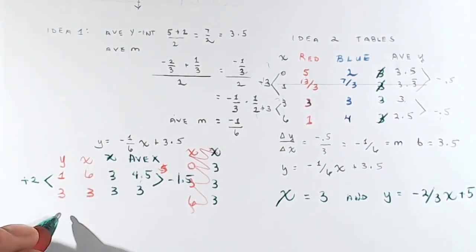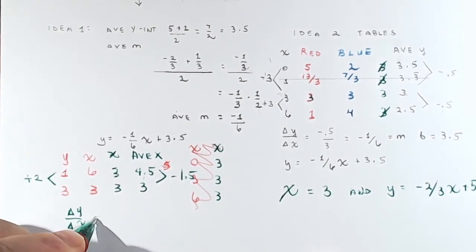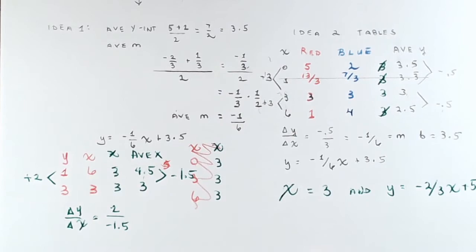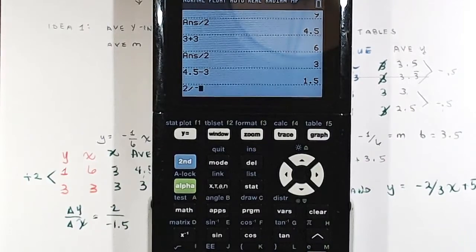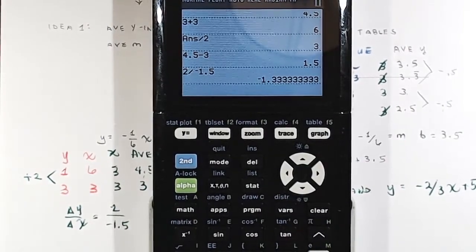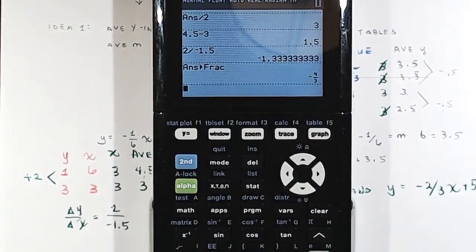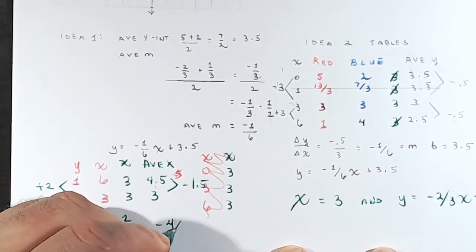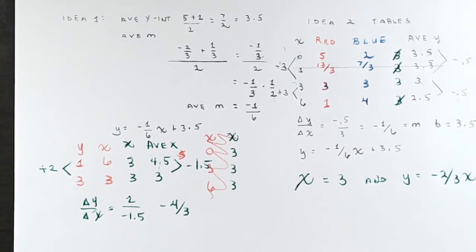Okay, so the change in y over the change in x equals 2 over negative 1.5. 2 divided by negative 1.5 is negative 1 1/3. Math frac gives us negative 4/3. So negative 4 over 3.